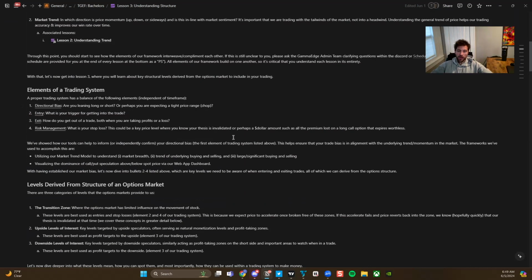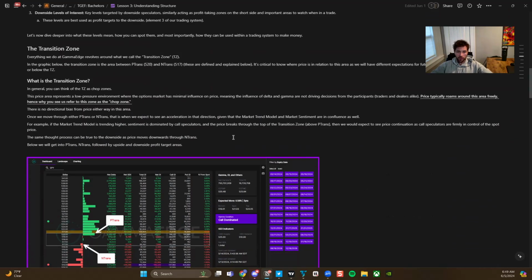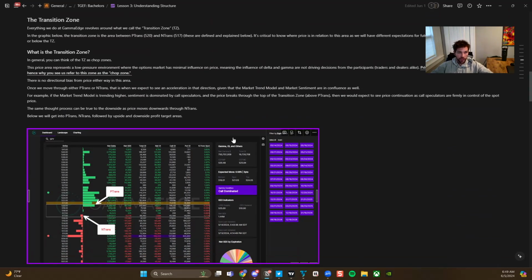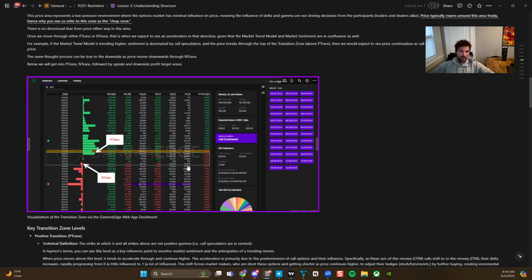Structure is all about understanding kind of option market analysis and where those key levels that we can use in our trading are really presenting themselves. So without getting too far into the detail, key things that you're going to be learning about is understanding the transition zone. So this is kind of the middle of the complex where the dealer influence is not that big. We think about that as the chop zone. And then above and below the transition zone is really where the magic happens.